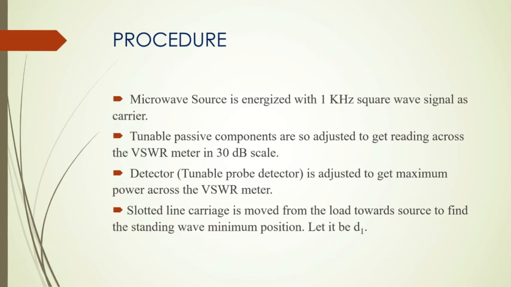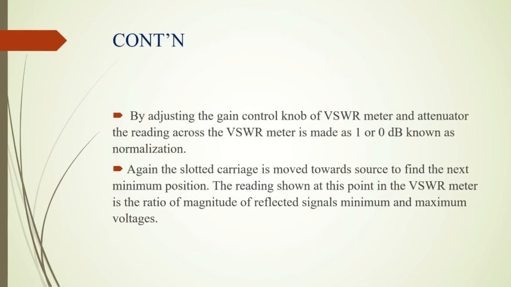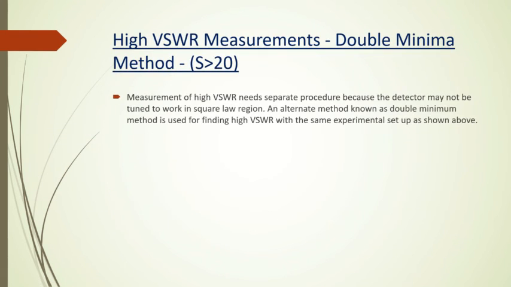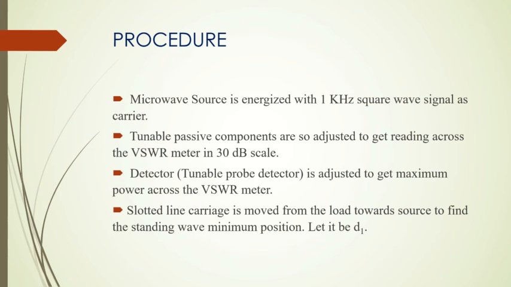Here we use the same block diagram as this, and this is how you adjust to get your value. You energize your microwave source with a 1 kilohertz square wave signal as the carrier. You adjust your tunable passive components to adjust the reading of the VSWR meter to the 30 decibel scale, and then you adjust your detector to get a maximum power across the VSWR meter.